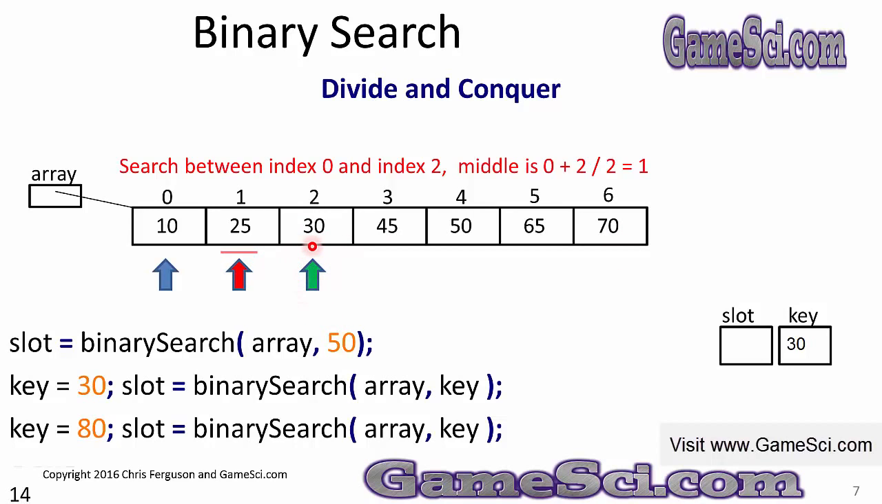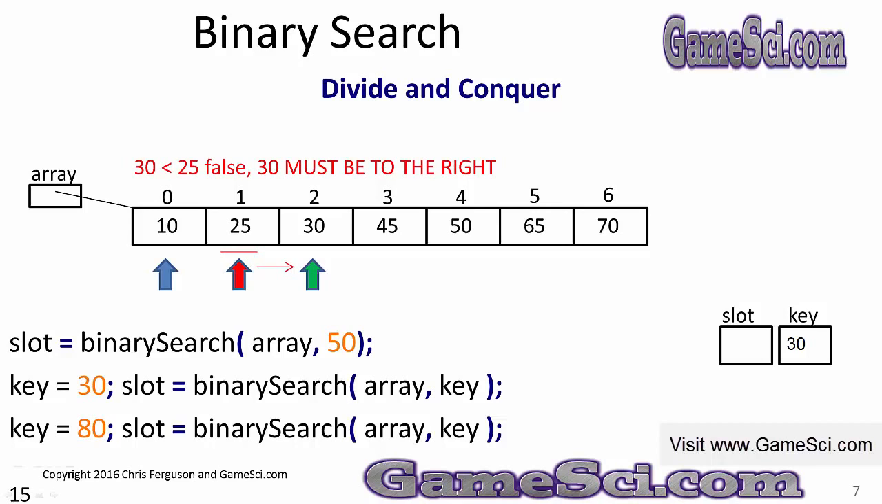Search index between 0, the blue arrow, and 2, the green arrow. Calculate the middle as 0 plus 2 divided by 2, or 1. Search again for 30 using the middle item at slot 1 and see what happens. 30 less than 25, when we look at the middle item of our remaining range, is a false statement. As a false statement, 30 must be to the right of 25.